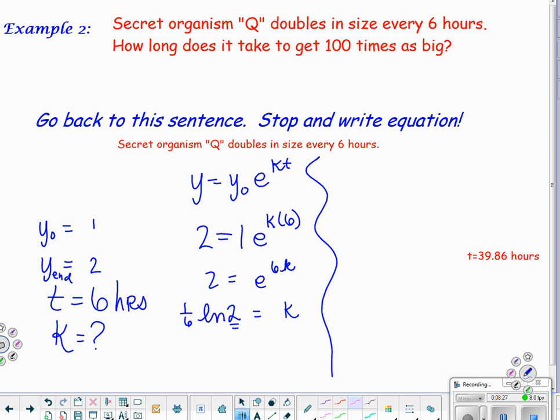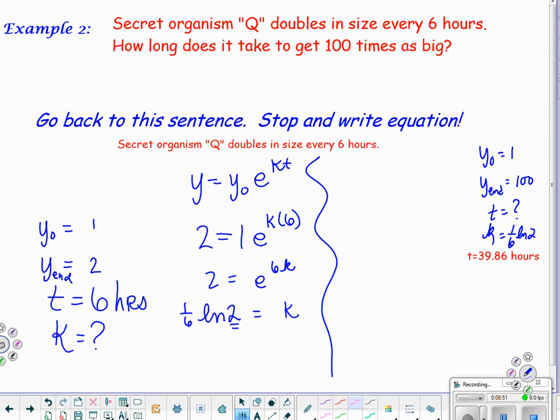Now we know our k, and I have to go back and reread my question. How long does it take to get 100 times as big? Well, I'm going to say my initial amount is 1, and I want to get 100 times as big, so my ending amount is going to be 100. And the question is, how much time does it take? And we know our k this time, it's 1/6 natural log of 2.